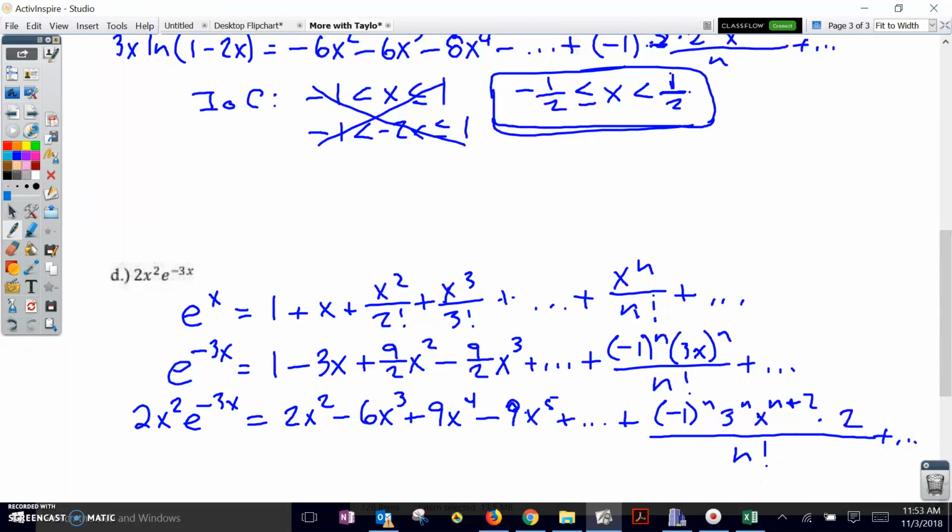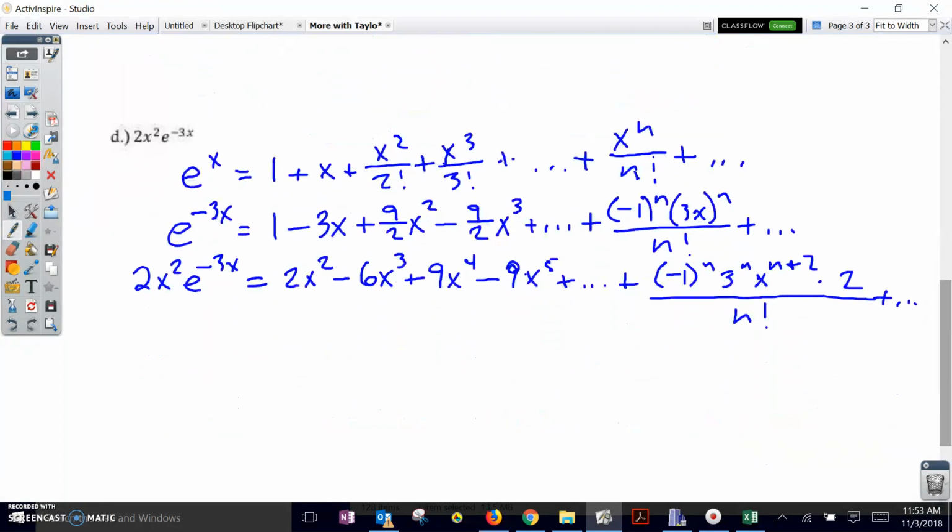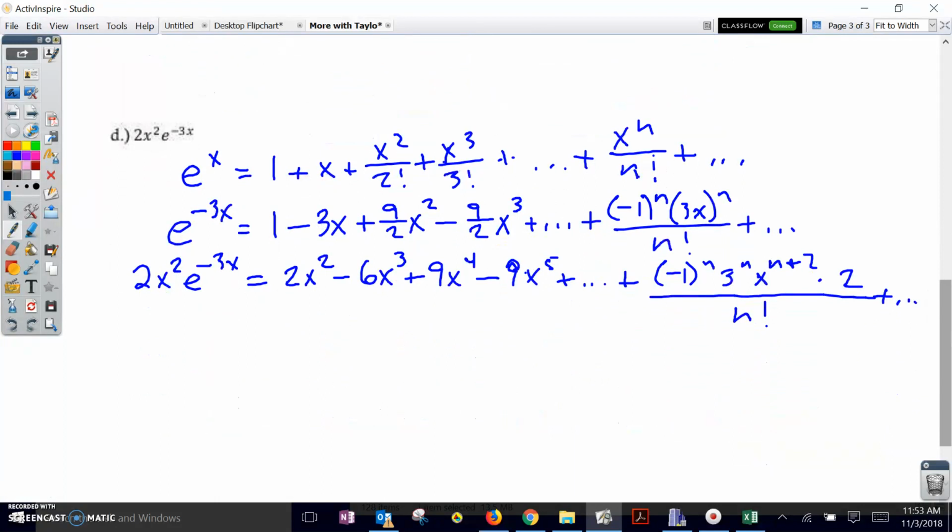And I have the option here, and I'm not going to do it in this video, but I have the option to recalibrate that general term in such a way that it makes the first term that we see here the 0th term. Actually, I already have that. Good for me. All right, and then the last thing I need is the interval of convergence. Since the interval of convergence for e to the x is all real numbers, the interval of convergence for this one will also be all reals.